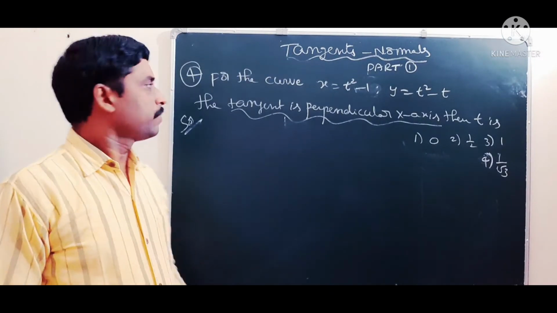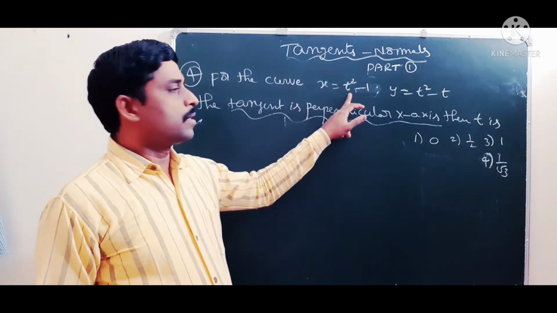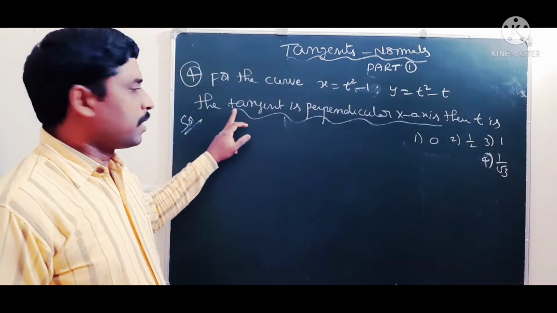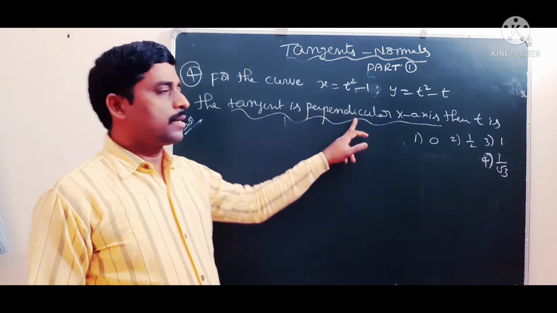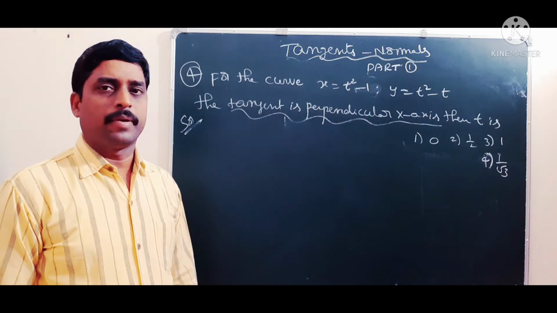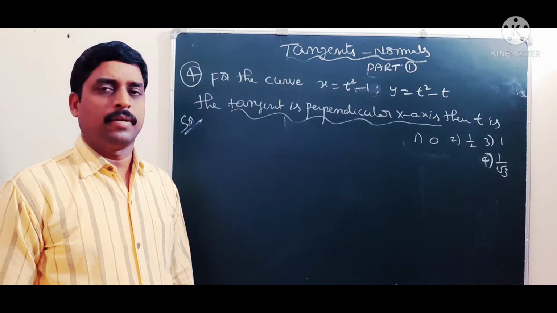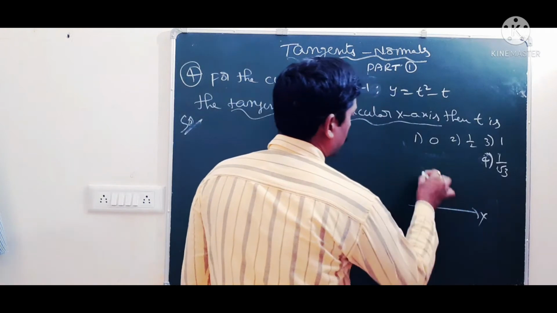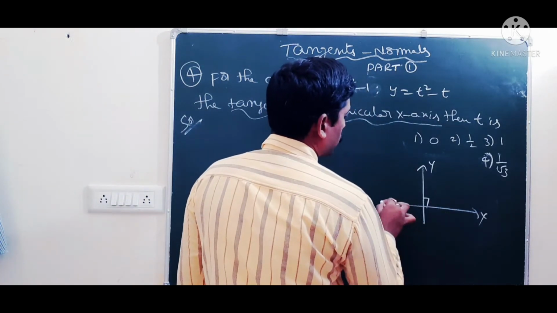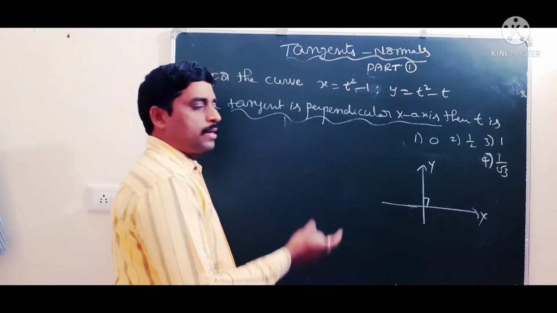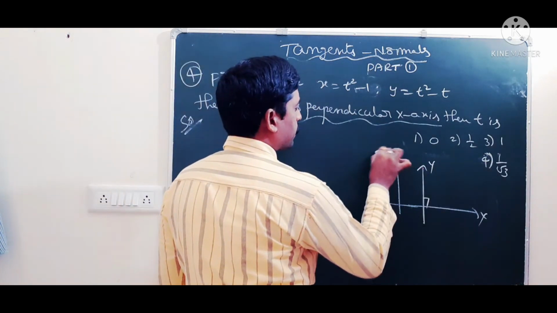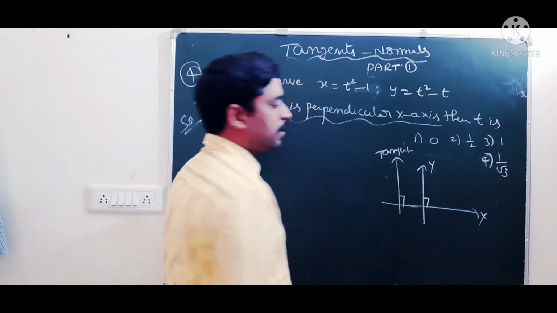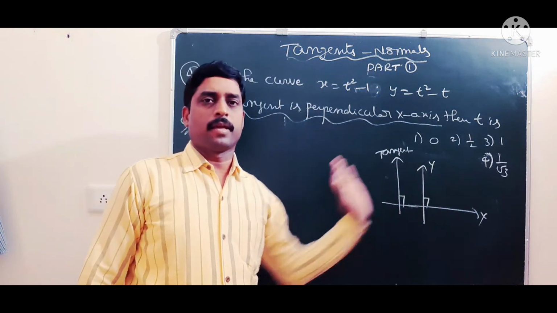Let us go to the next problem. For the curve x = t² − 1, y = t² − t, one condition is also given: the tangent is perpendicular to the x-axis. Tangent perpendicular to the x-axis is nothing but tangent parallel to the y-axis. This is the x-axis, y-axis, and this is the tangent. Tangent is perpendicular to the x-axis means this tangent is parallel to the y-axis.